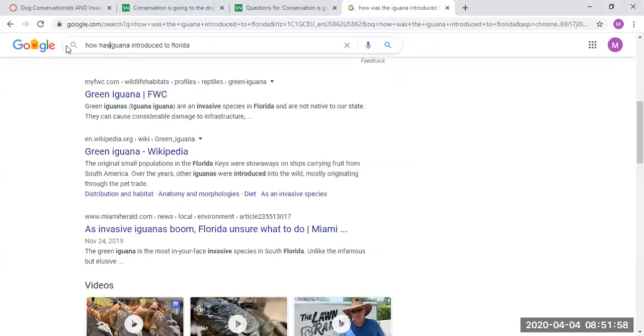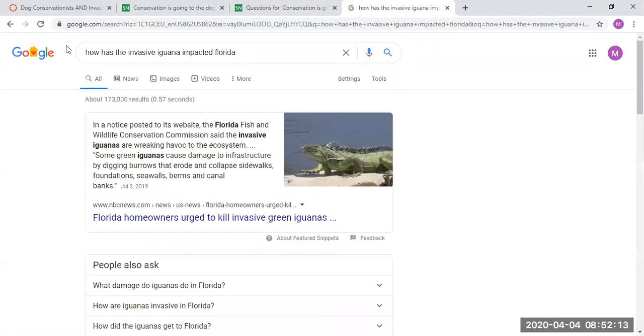How has the invasive iguana impacted Florida? You can use different search terms, but this says the Wildlife Conservation Commission said that the invasive iguanas are wreaking havoc on the ecosystem. Some green iguanas cause damage to infrastructure by digging burrows that erode and collapse sidewalks, foundations, seawalls, berms, and canals.